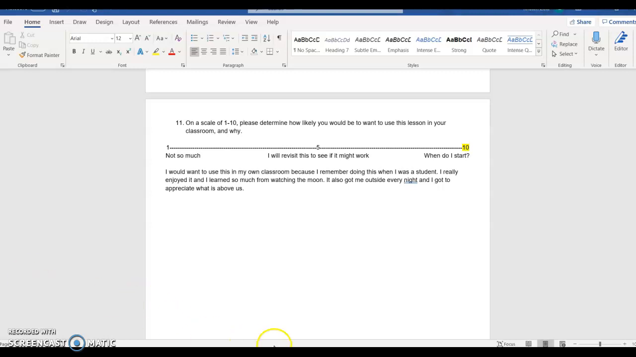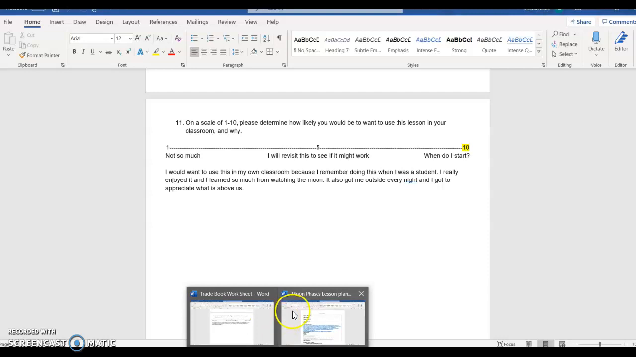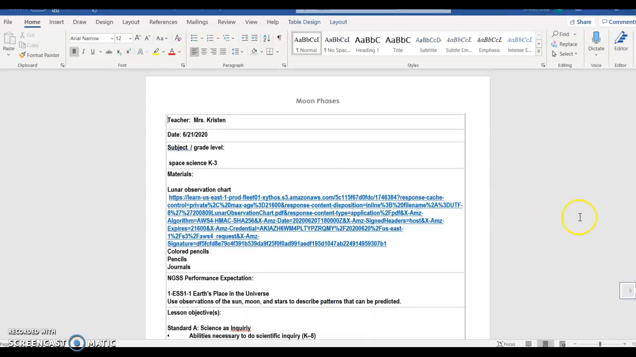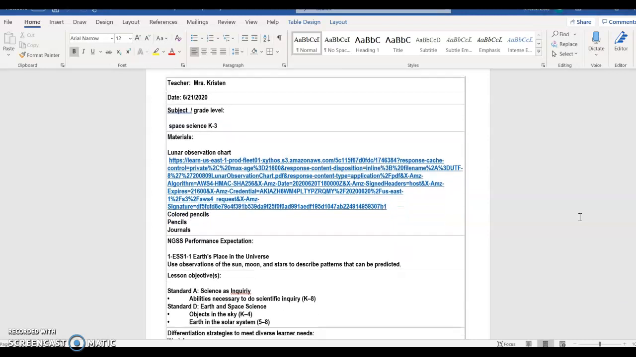So the next thing I'm going to show you is the lesson plan. I wanted to take it a step further and put it into a lesson plan just so I can see the layout and how it's going to flow.